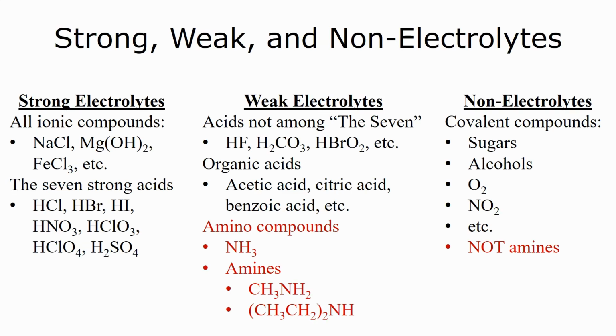So we have to update our list of weak electrolytes. So weak electrolytes include anything that's called an acid that's not among these 7 strong acids, as well as amino compounds, ammonia, and anything that ends in an NH2 or an NH. These are obviously amines that will react with water to produce hydroxide.